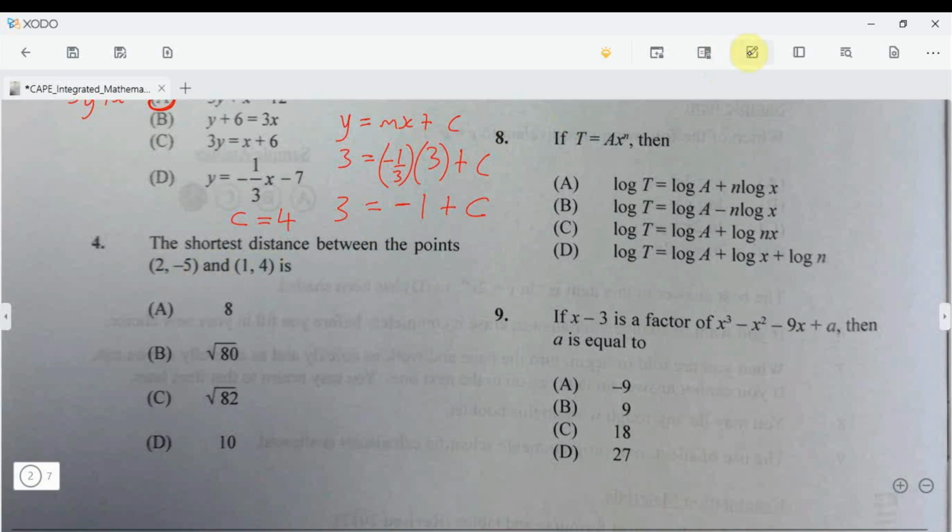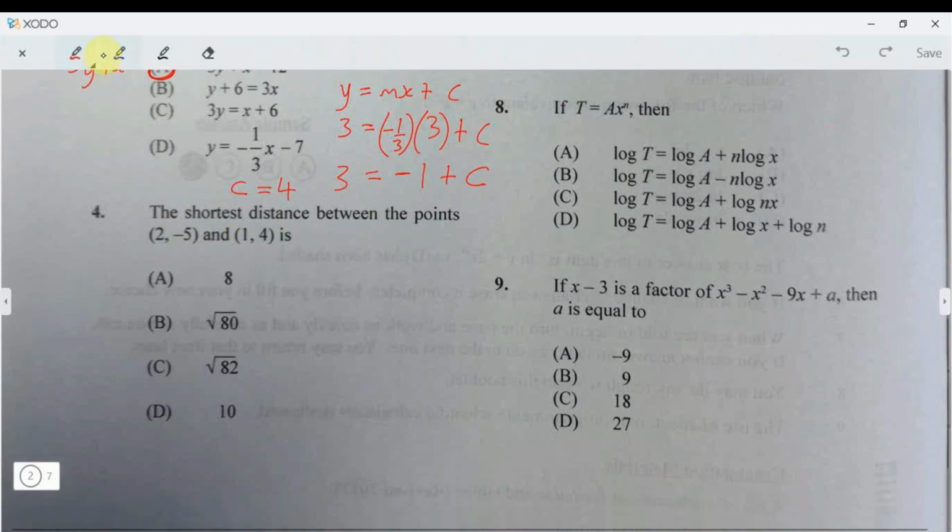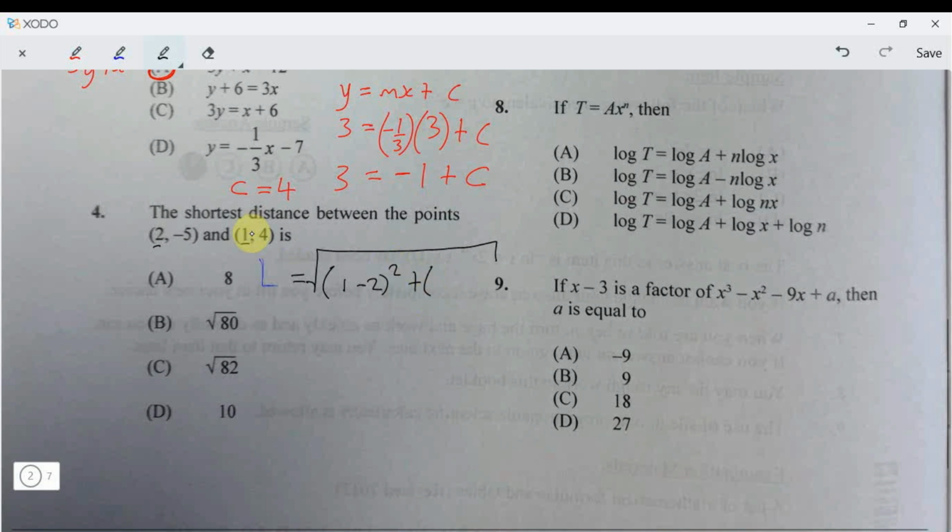Number 4, it says the shortest distance between the points 2, minus 5 and 1, 4 is. All they're asking you to do is to find the length of the line. So we need to go back to CSEC mathematics. And remember in CSEC math, the length of the line is found by the square root of x2 minus x1 squared plus y2 minus y1 squared. So in this case, it's going to be 1 minus 2 squared plus 4 minus 5 squared.